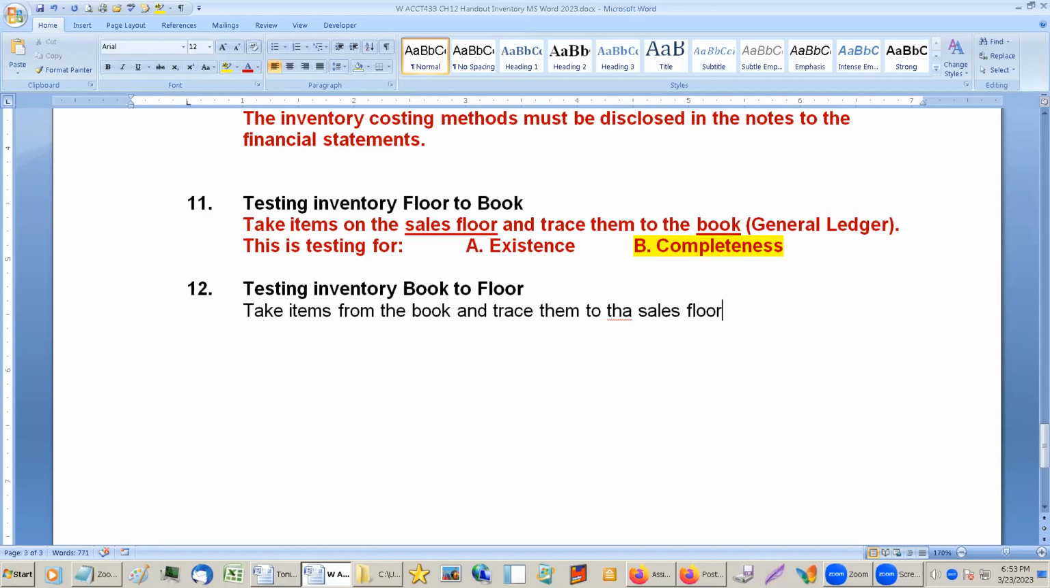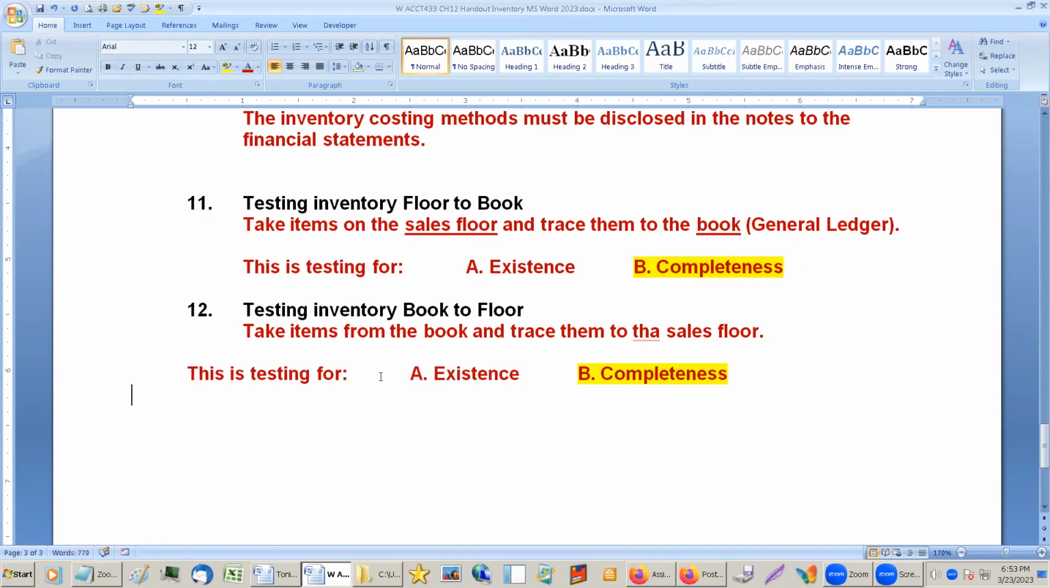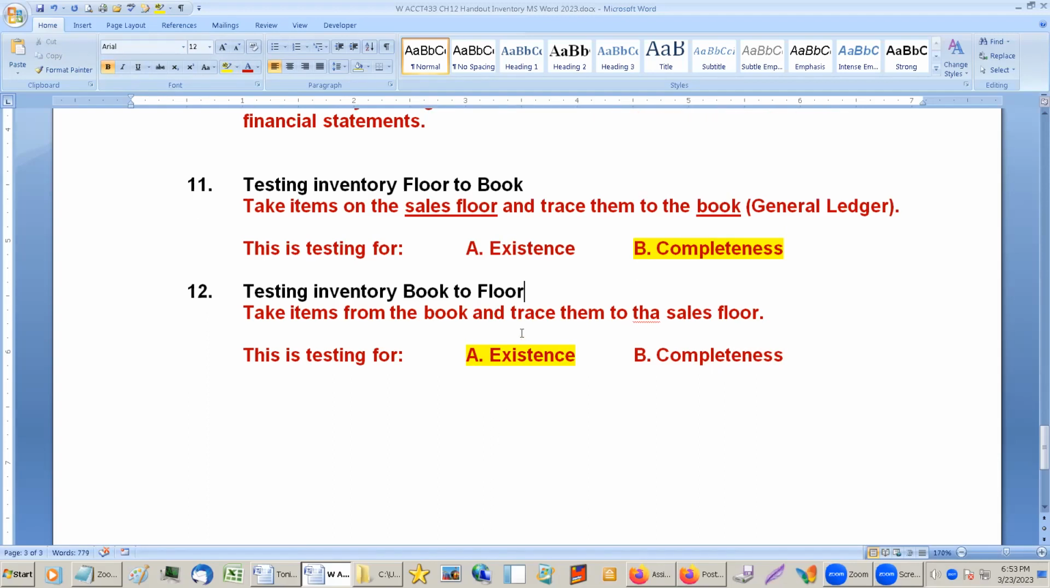And trace them to the sales floor. I'm sure you all are way ahead of me on this one, and that this is testing for existence. Does it exist? They have it on their books, but does it exist, or is this just fake inventory? So you go to the book and say, okay, here's the stuff on inventory, we've got to go check out, make sure that it's on the floor. And you're checking to see if it exists.